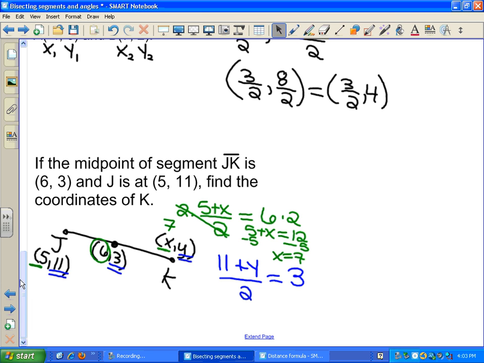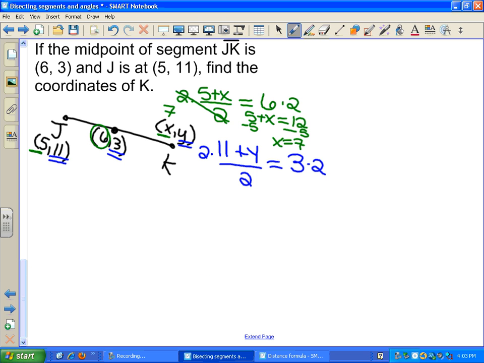Over here now, since I'm dividing by 2, I'm going to undo divide by 2 and multiply both sides by 2. I end up with 11 plus y is equal to 6. Subtract 11, and I get y is equal to -5. So the y coordinate is -5. And there is the coordinate of K, 7, -5.